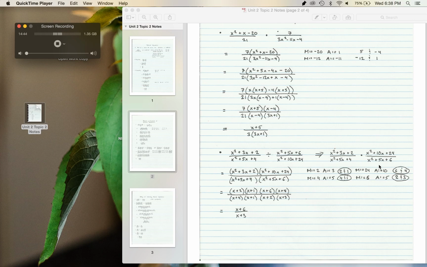Once you've written your division in this form, now it's just multiplication, and it works the same way as the multiplication we did in the first example. So I'm going to multiply the tops and multiply the bottoms. So here in my next step, I've written the tops multiplied together and the bottoms multiplied together.